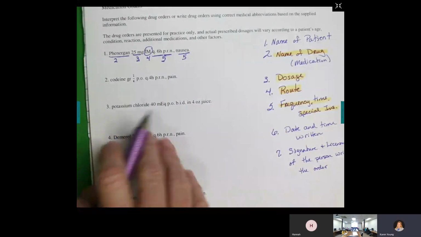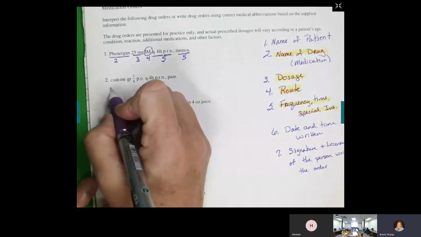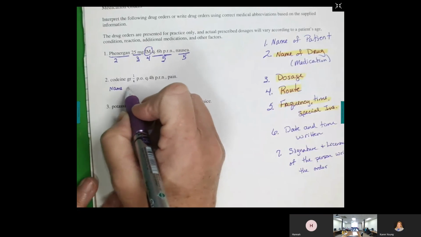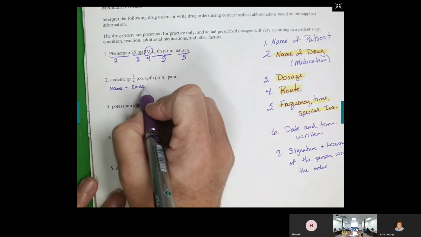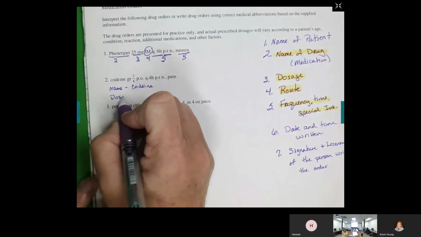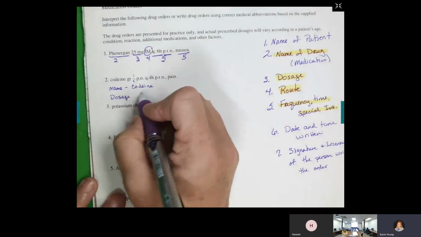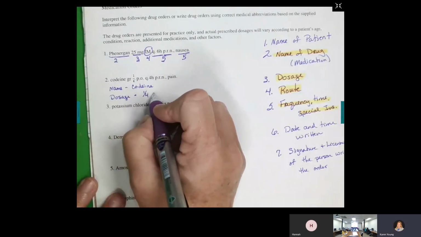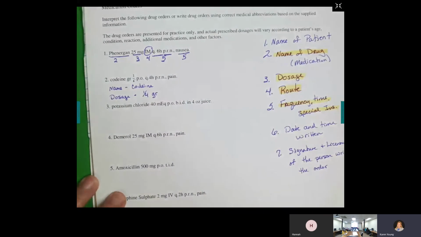Wish I left myself more room on these. Our name of our drug on number 2 is codeine. And then our dosage is grain 1/4. We look at it as 1/4 grain. That's more of an apothecary measure, but some of the older doctors and older nurses still use some apothecary measurements.